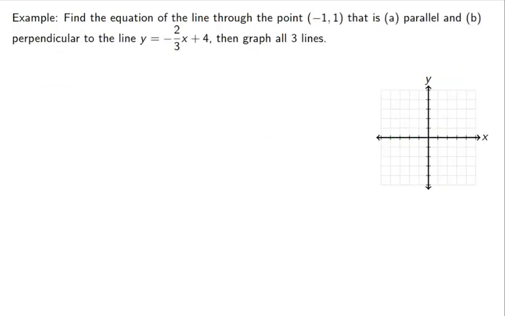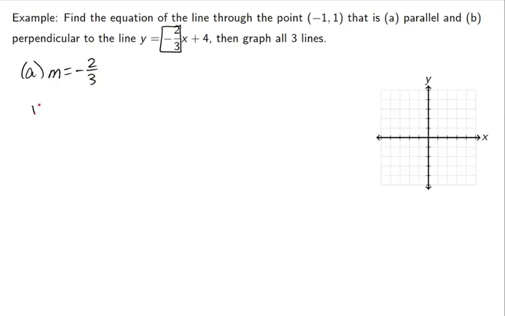Now we've got a slightly harder point, and this time we're wanting to find the equation of the line that is A, parallel, and B, perpendicular. So we have two problems to do. Then we're going to graph all three lines. For A, my m is going to be the same as the slope of the line I'm going to be parallel to. Remember, parallel lines have the same slope, so I get negative 2/3 as my slope.